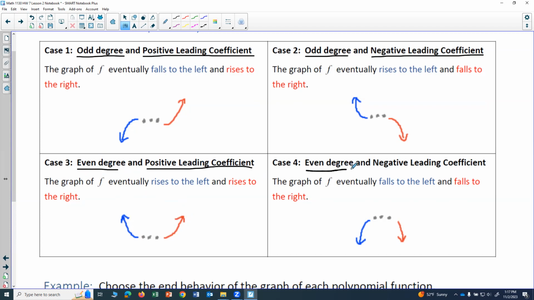If you have an even degree and a negative leading coefficient, the graph will fall to the left and fall to the right. So even degrees have the endpoints either both pointing up or both pointing down, and odd degrees have the endpoints going opposite directions, up and down. And if you have a positive leading coefficient, it'll be down to the left, up to the right. Negative leading coefficient, up to the left, down to the right.